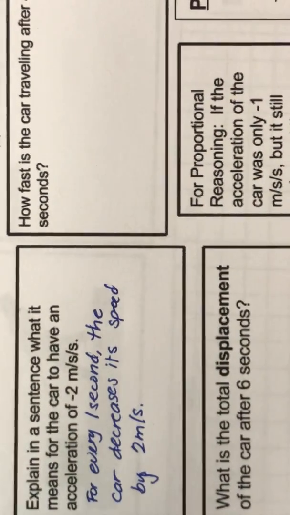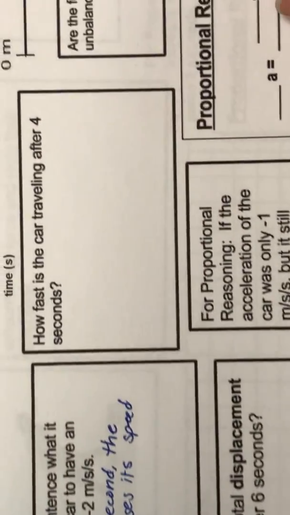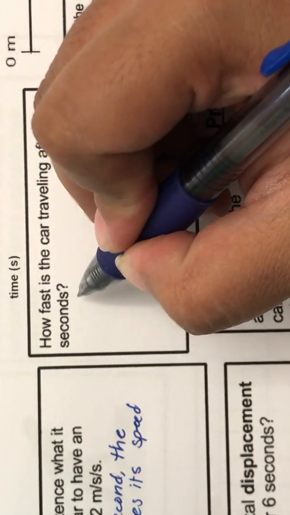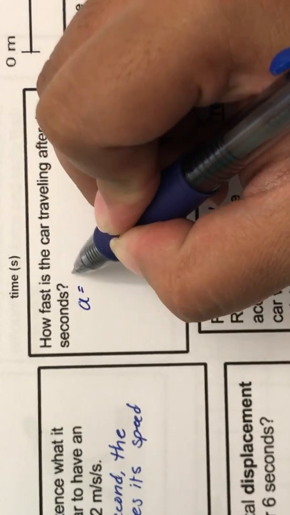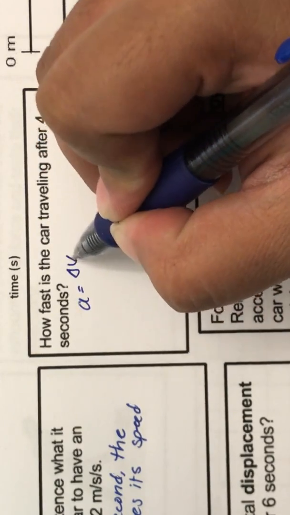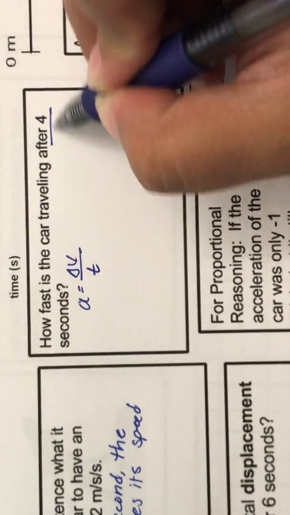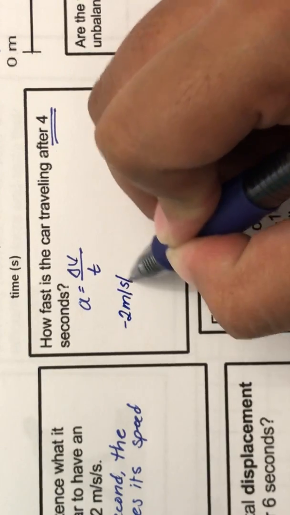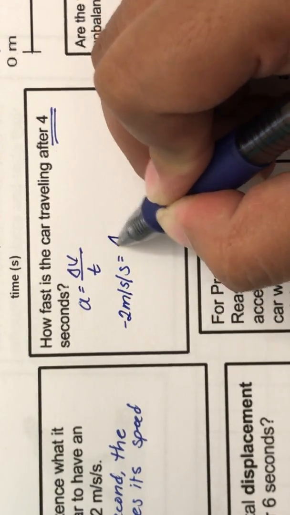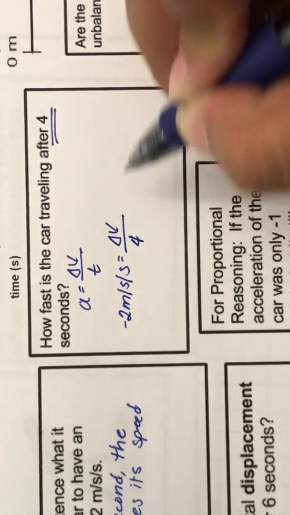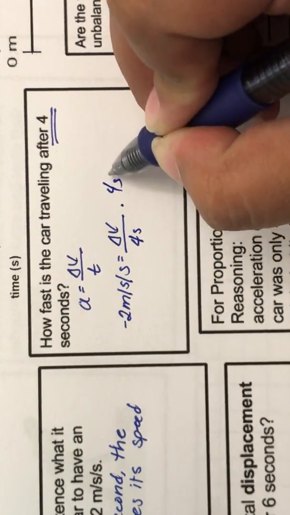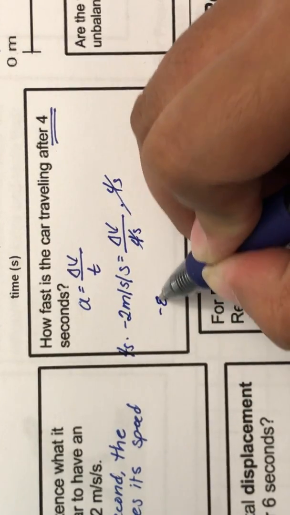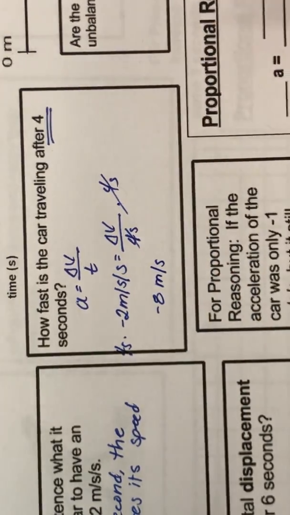much it's decreasing. All right, and then how fast is the car traveling after 4 seconds? So we're going to look at our acceleration is equal to our change in velocity over time. Our time is going to be 4 seconds, and our acceleration was negative 2 meters per second is equal to, this is what we're looking for, and at 4 seconds. So we're going to multiply by 4 seconds on both sides. We have 4 times negative 2, we have negative 8 meters per second.